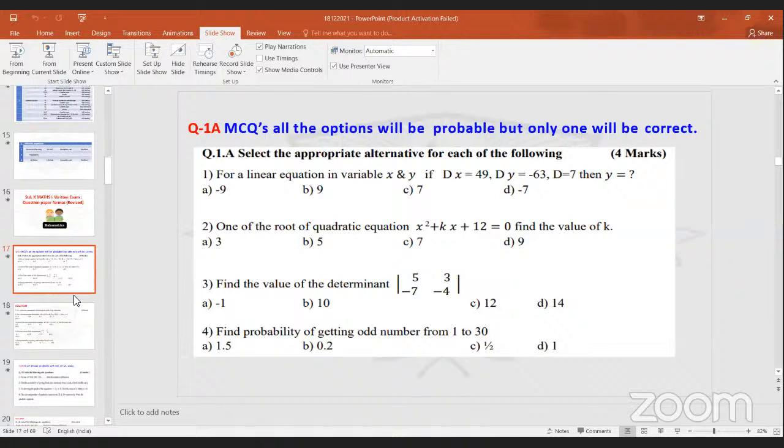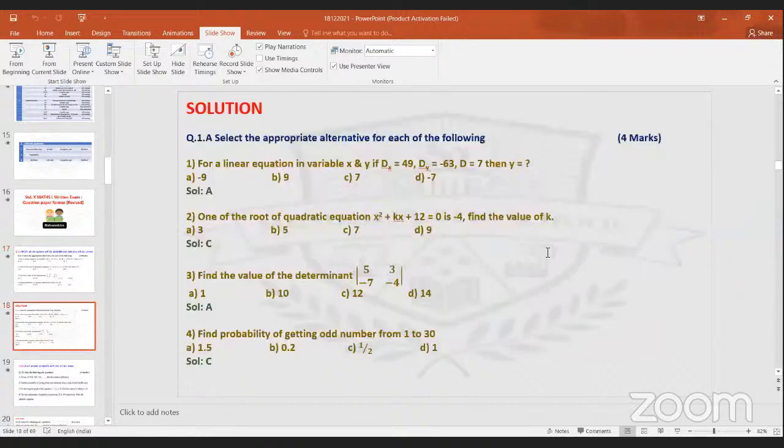Now here there is a correction in question number 2. The correction is, check this: one of the roots of the quadratic equation x square plus kx plus 12 equals 0 is minus 4. Understand? You have to make that correction.